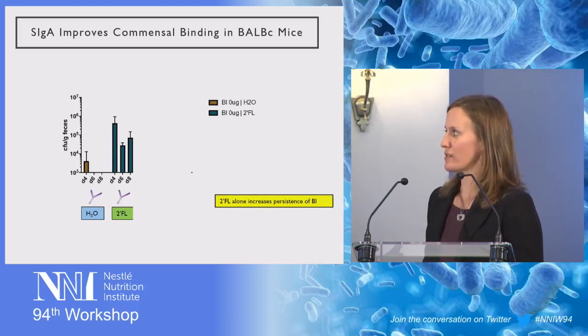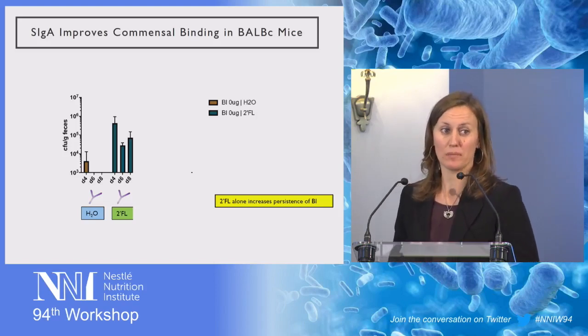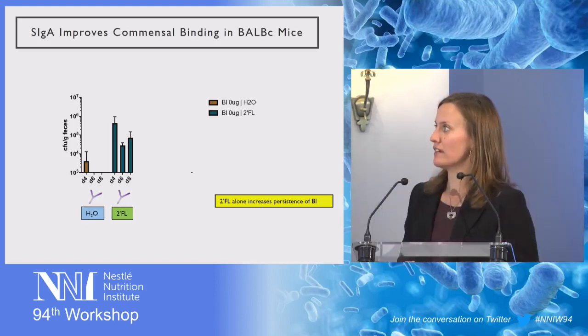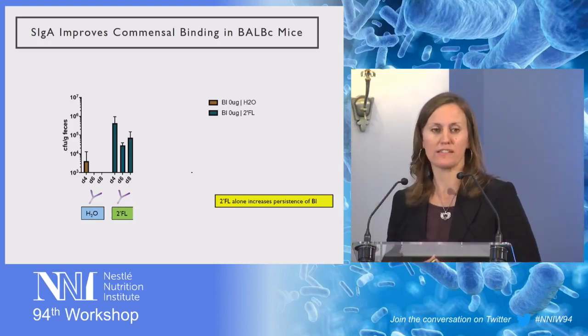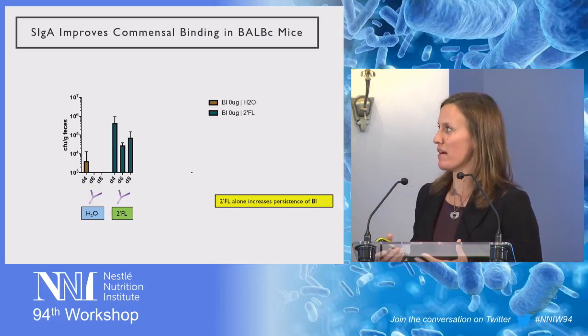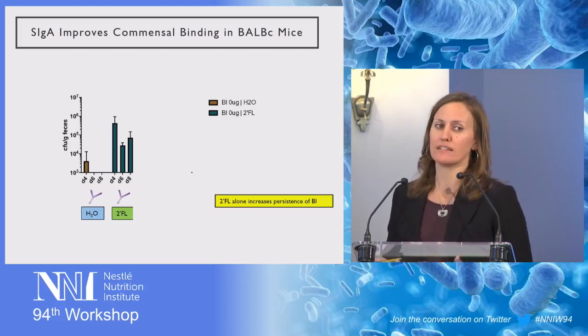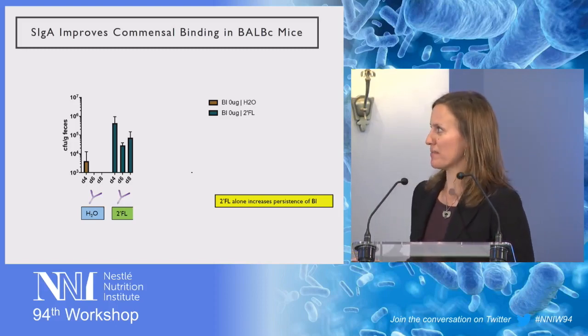Now, this is also true if you've been following any of Dave Mills' work. We've also looked at this with B. longum SC596 and found the same thing. So when these HMO-consuming bacteria are provided essentially their little suitcase of food, they can persist even in models where they normally would not. But of course, my question is, does Secretory IgA do anything to this complex?